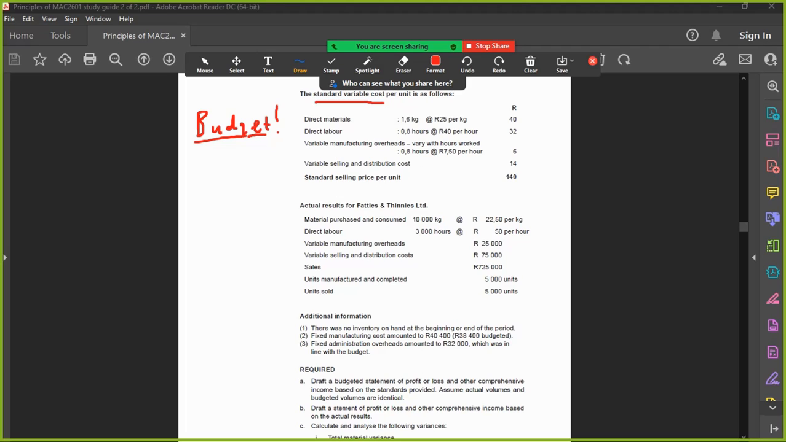And then the actual results for the period. Okay, yes, actual is obviously actual. So remember, this budget can potentially be adapted or changed to meet a certain level of production depending on what they're asking you to do. Is that when you flex the budget?